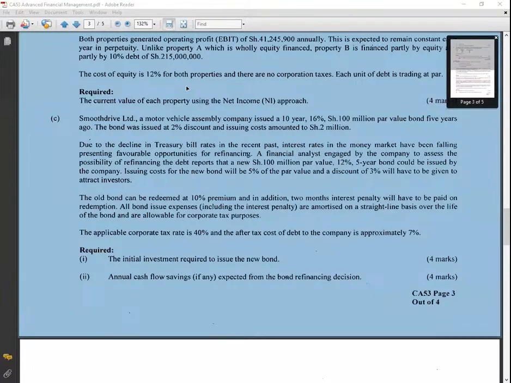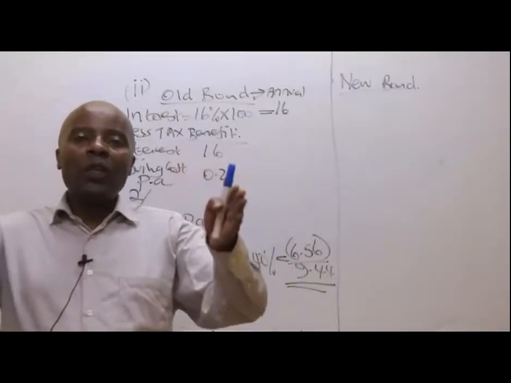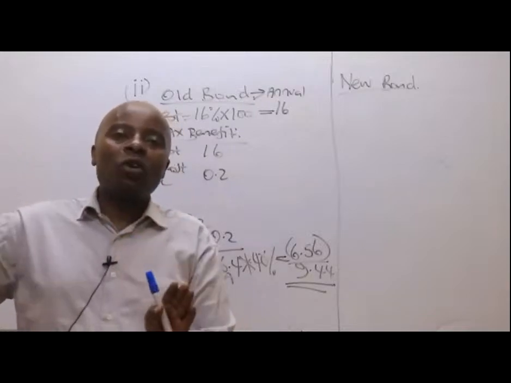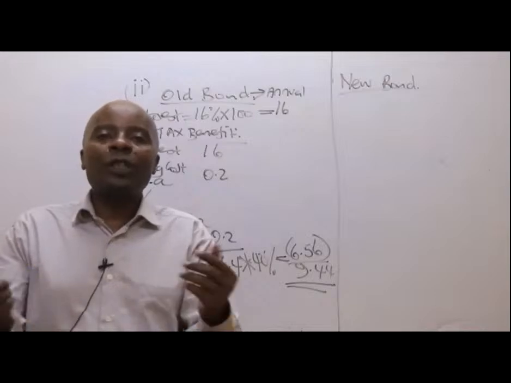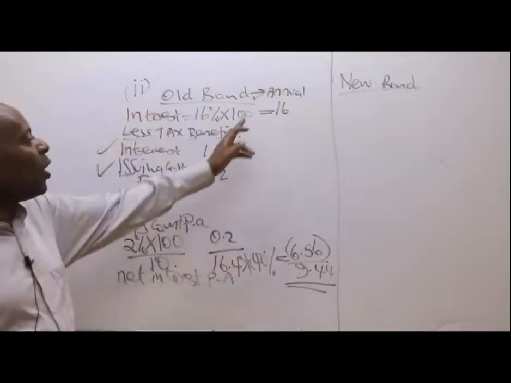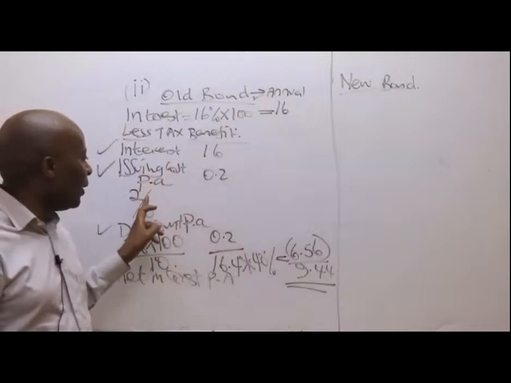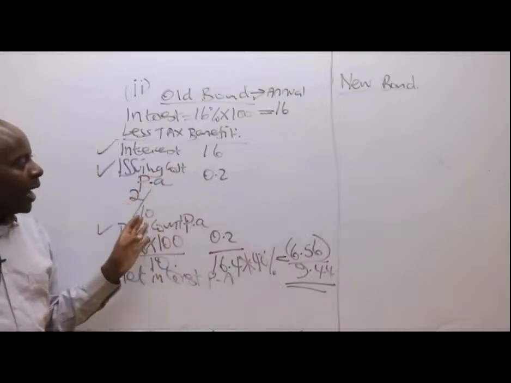The same case applies to the issue cost. You can see they have told us that the issuing cost amounted to 2 million. But the 2 million can only be claimed evenly over the useful life of the bond. Or rather, the 2 million is for the 10 years, and yet I want an annual figure. So the annual figure will be the 2 divided by 10 years.